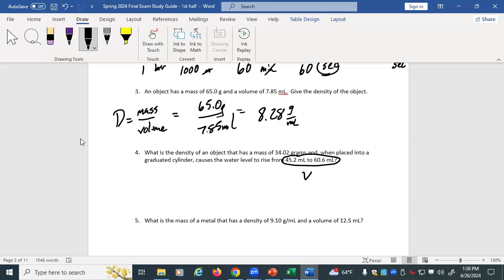Sometimes you have to get a little bit more involved. So, like in this laboratory example, where you're doing water displacement, to figure out the density, I'm going to need to figure out what the volume is by subtraction. 60.6 minus 45.2, 15.4 milliliters. Now that I have that piece of information, now I can figure out what the density is by using the mass that they have given.